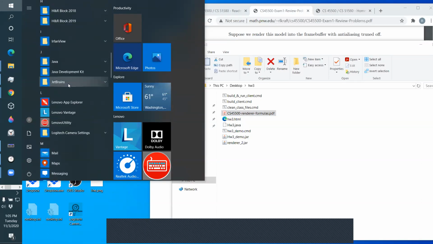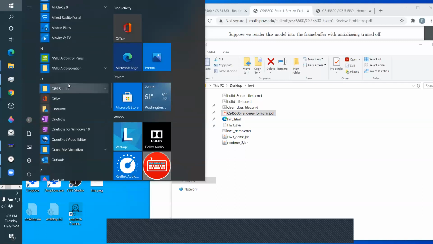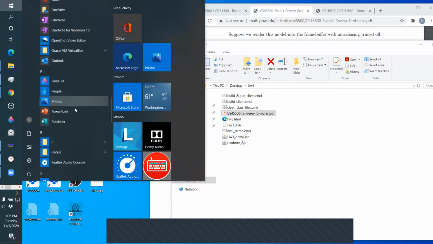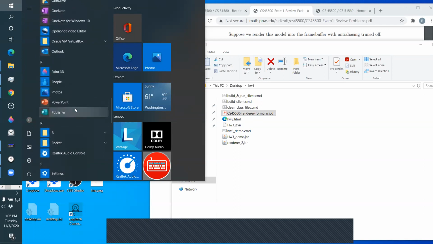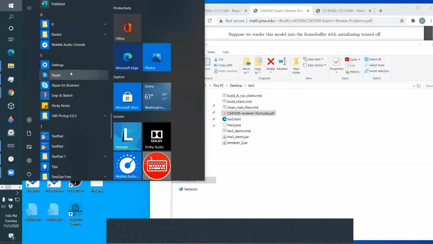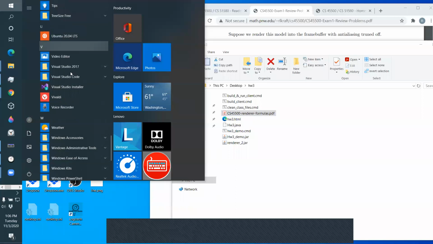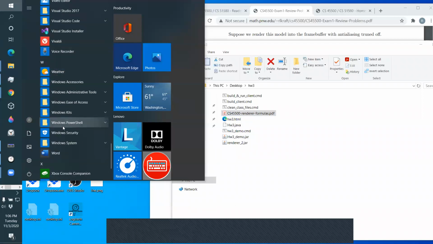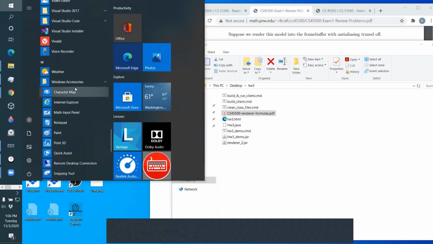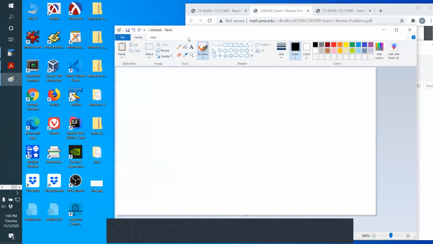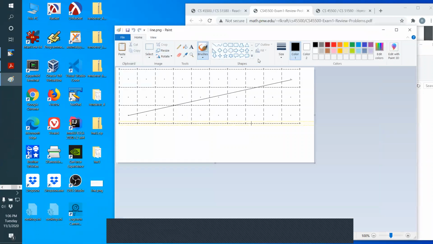Does anybody know what they would call the Paint program, since it's not called Paint? I was thinking Paint 3D, but that's not it. I played with it, I don't know it very well. You'd think they would call it Paint, but I think they actually have another name for it. Oh, under Accessories, there. Paint. There it is. It's under Accessories. Good to know.